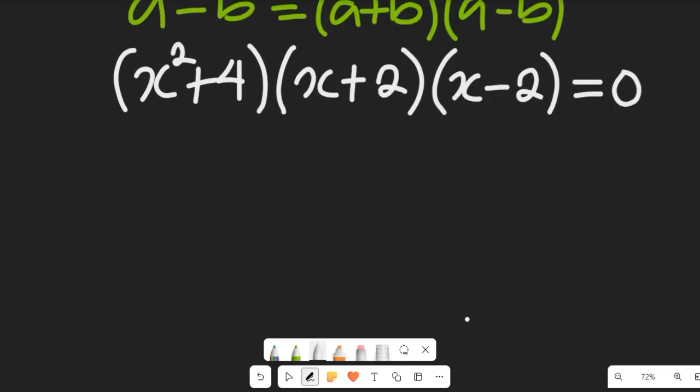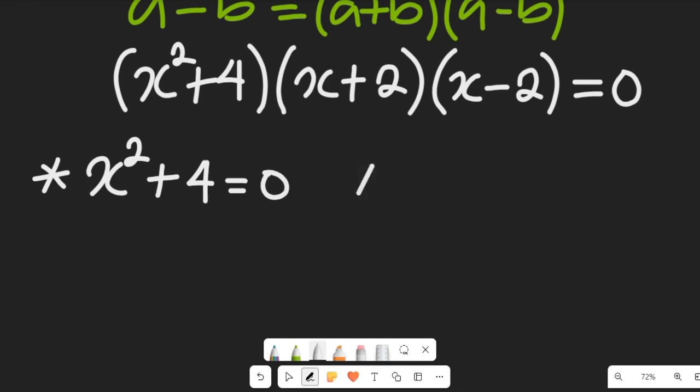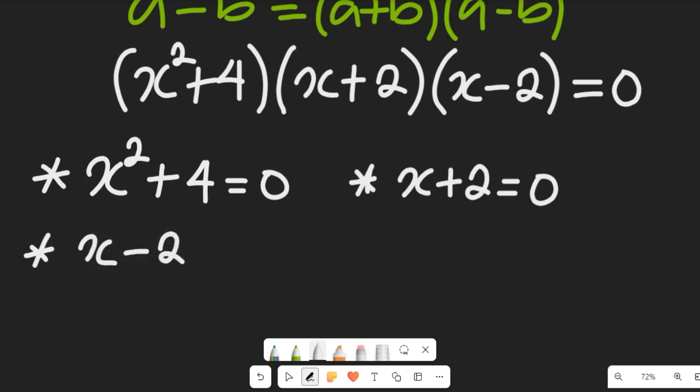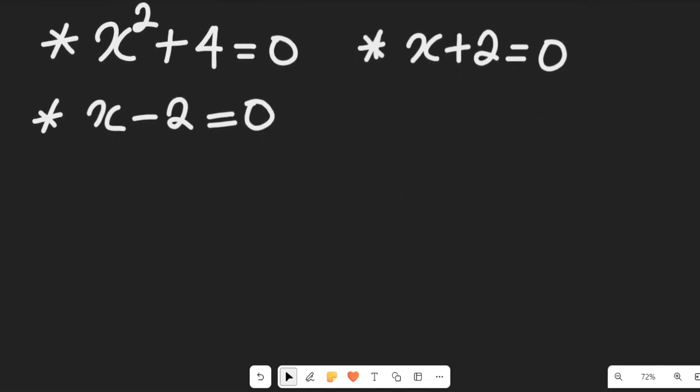So having this expression, we can have 3 different cases. In those different cases, we can make the first case x squared plus 4 equal to 0. The second case can be x plus 2 equal to 0. And then the third case can be x minus 2 equal to 0. So we're going to analyze these 3 cases to find the possible solutions of x.